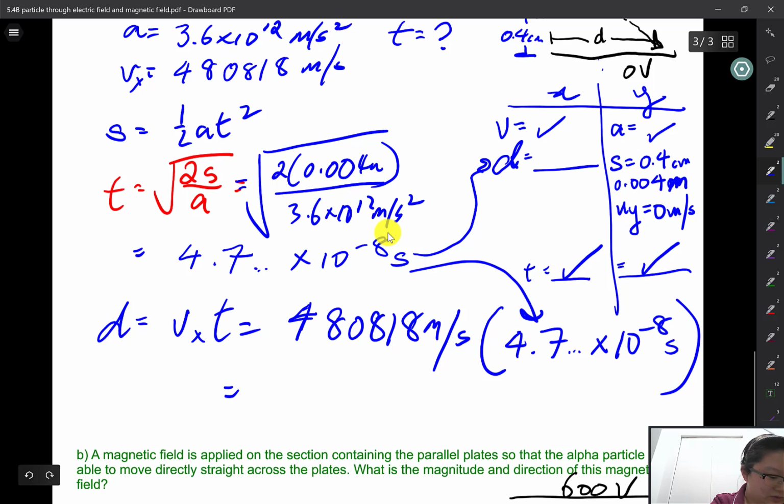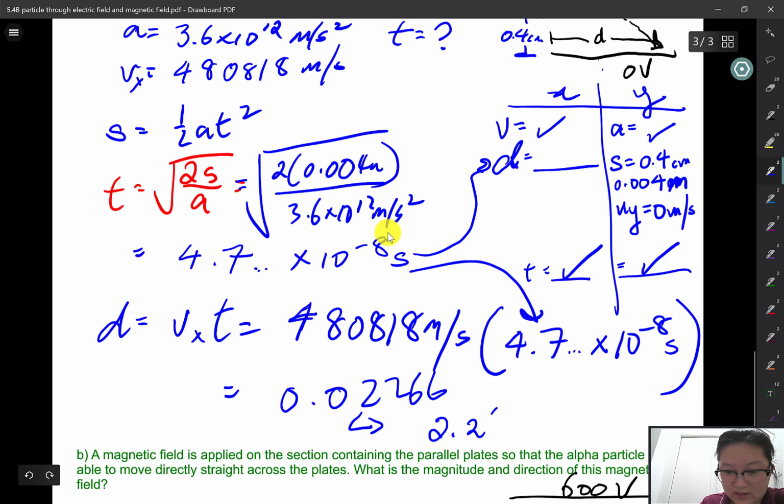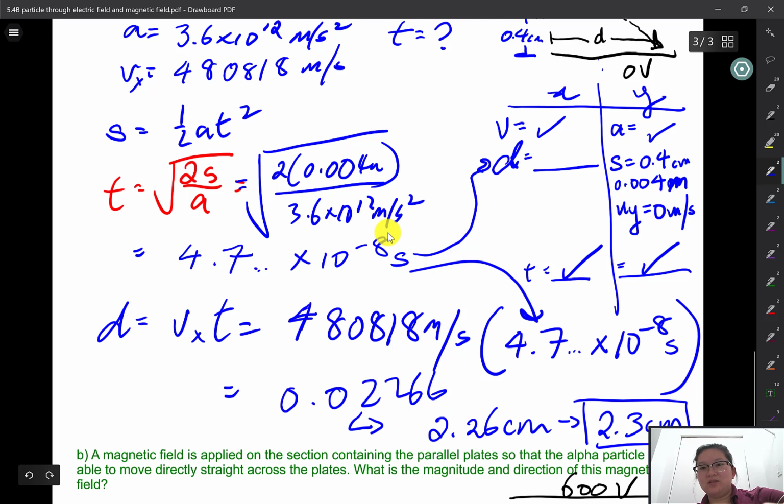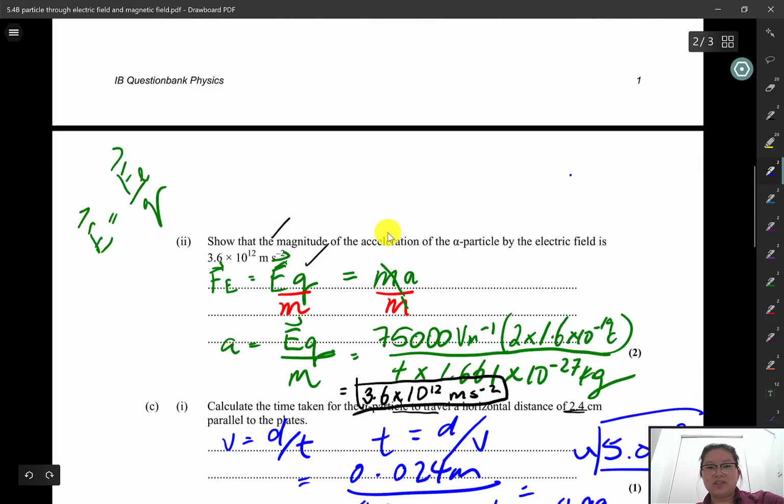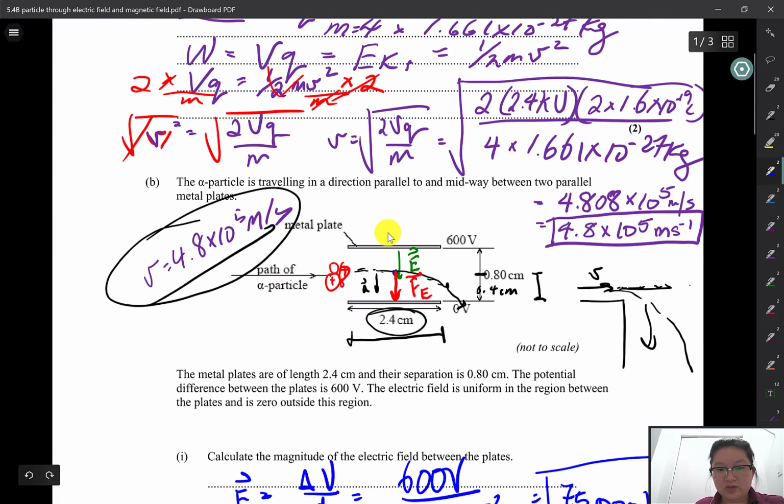Okay, so we do that multiplication. I get 0.02266, and that's going to be in meters, that's going to be 2.26 centimeters. Round it up to 2.3 centimeters. Oh, it was so close. So basically, in this previous diagram, the total distance was 2.4 centimeters. It's going to make it just there before it can make it through the plate.